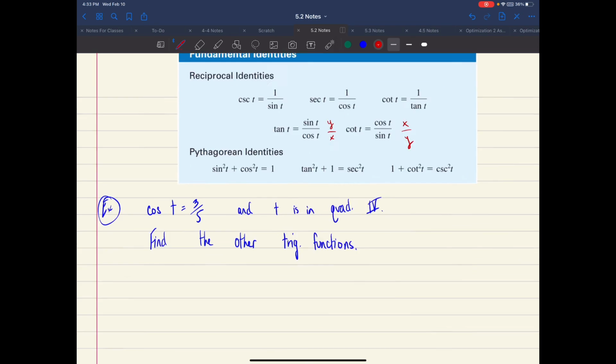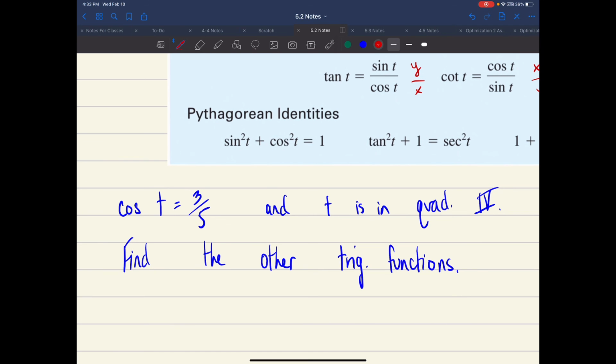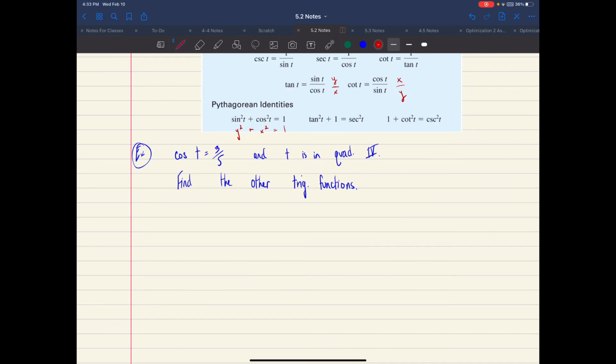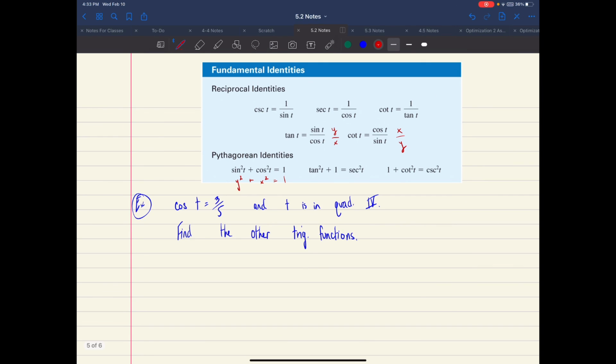Now, if you look at the first one, sine squared plus cosine squared is 1. If you look at it like y squared plus x squared is 1, you'll see why it's, well, that's really just the equation of the unit circle. It's just we're using sine in place of y and cosine in place of x. Okay, so we're going to use those properties and some other things to find the other trig functions in quadrant 4 given cosine t is 3/5.